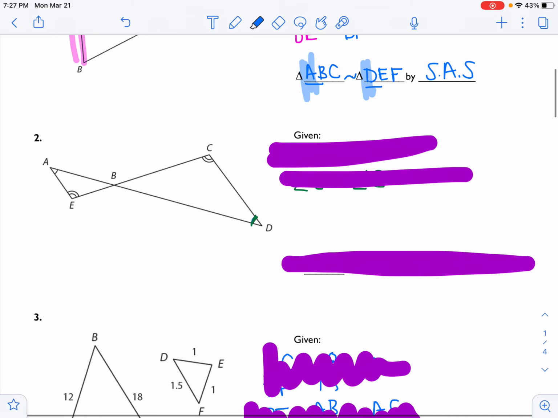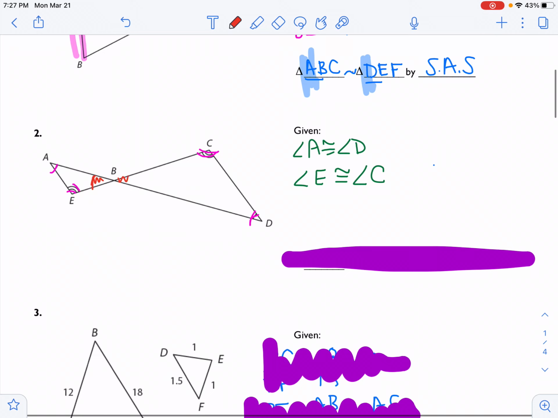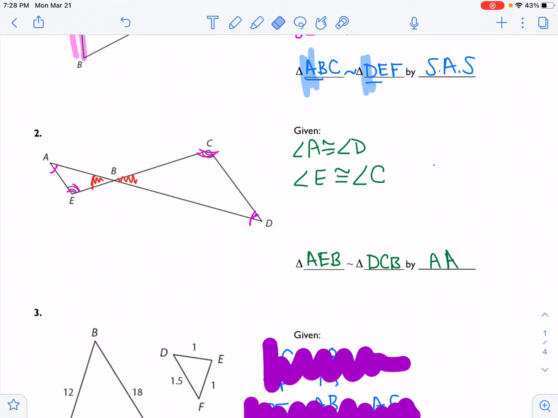Okay, this next one, it looks like maybe they want us to prove angle-angle similarity because they didn't give us any sides. So I look, A is congruent to D because they told us. E is congruent to C because they told us. And if we wanted, we could even say this corner was congruent to this corner because they are vertical angles. But we don't have to have 3 corners, we just need 2 because that forces the third one to be the same. So we're just going to leave these 2 and say triangle AEB is similar to triangle DCB.